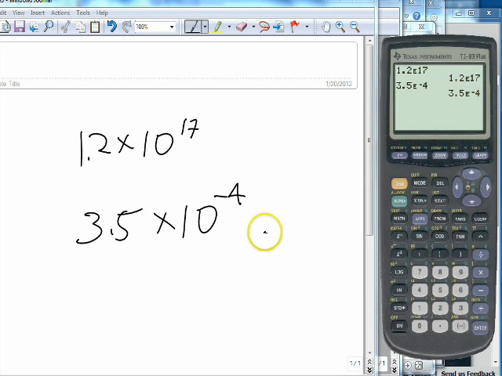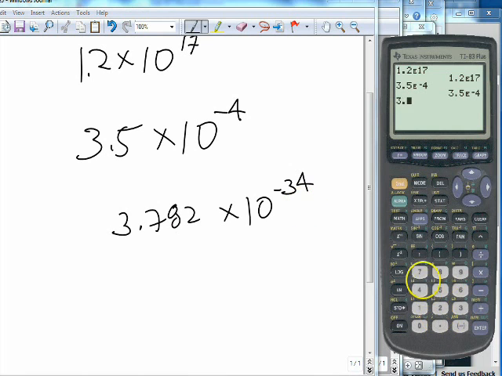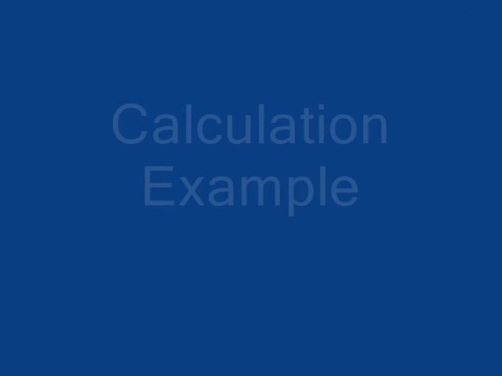So the E, of course, means power of 10. What about another one? All right, this is easy with the E: 3.782, second function, double E. Use that little negative sign there. 34. Enter. We have it. Now you might think, well, I can just do that with the power of 10 or the exponent. But when we get into calculations, we'll see that it becomes much more tricky.